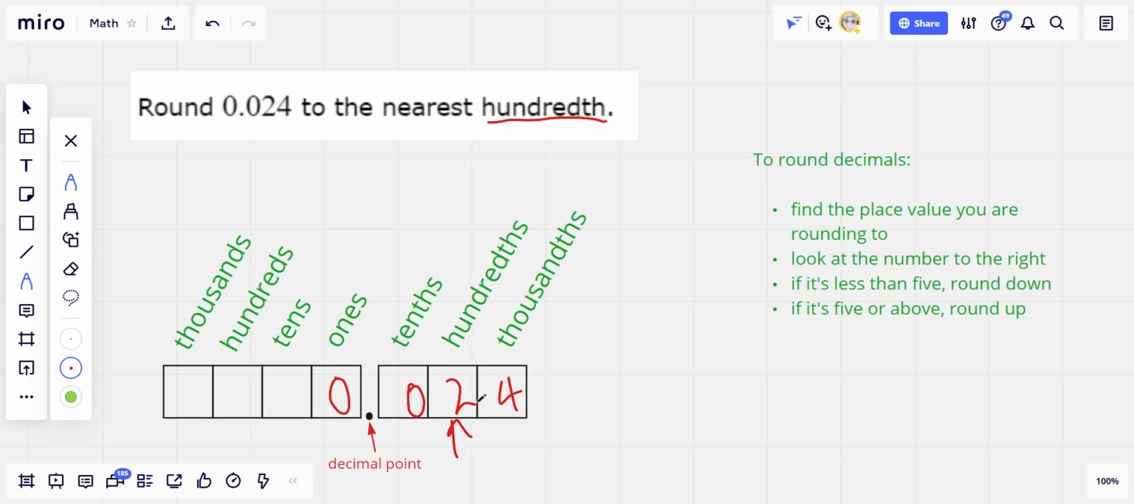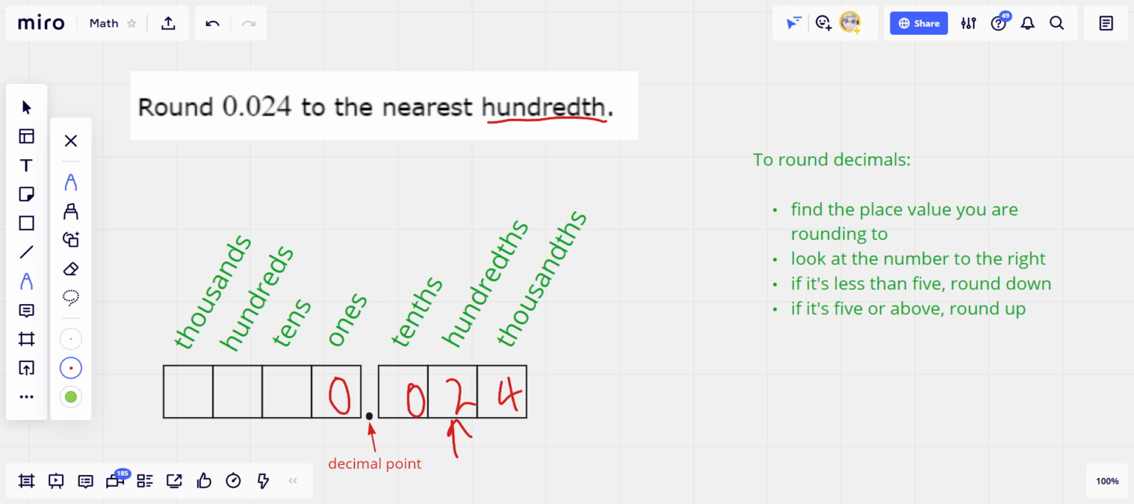This number is either going to stay at 2 if we round down, or it's going to go up to a 3 if we round up. And then this number is going to disappear. So we always look to one number to the right to figure out if we're going to round up or round down. If the number is less than 5, we round down. If the number is 5 or above, we round up. So in this case, it's 4, less than 5, we're going to round down.